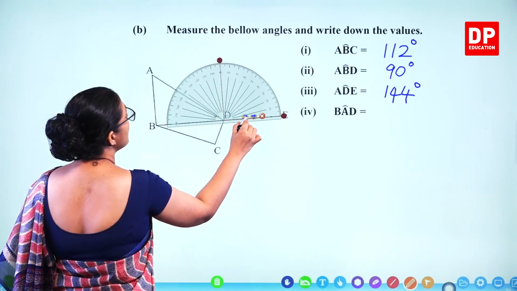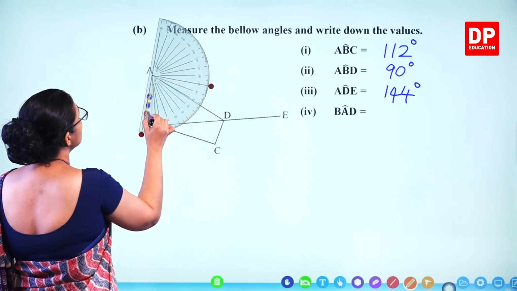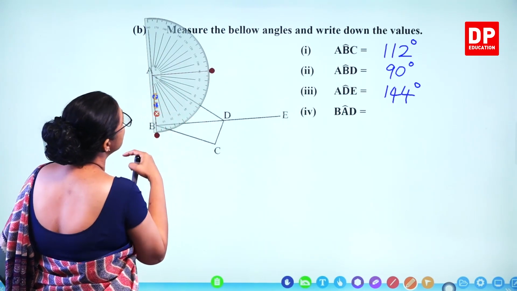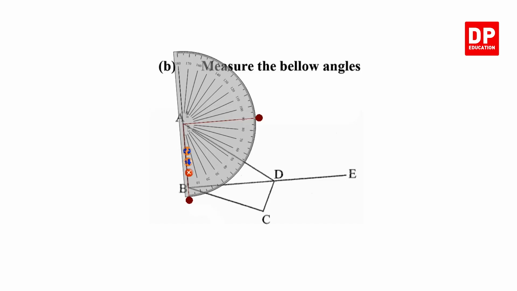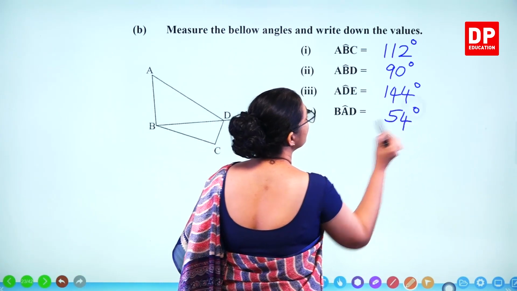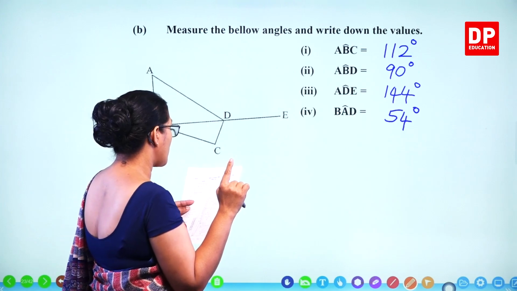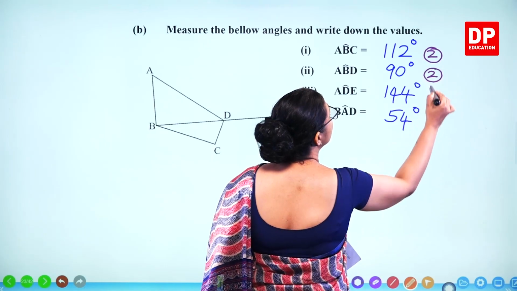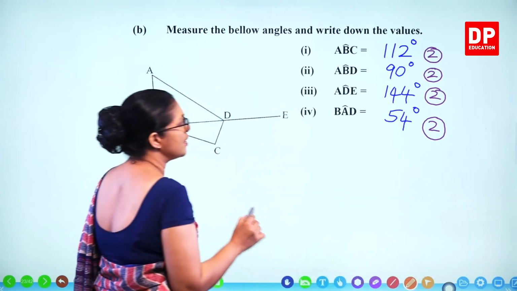BAD angle. So we can keep the angle, this one here. BAD means this angle. So you get 10, 20, 30, 40, 50, 54 degrees. So measuring angles, you get each angle 2 marks. So 8 and 8, 16 marks for the first question.